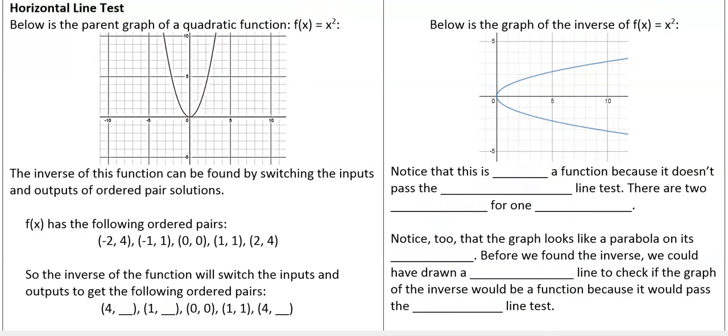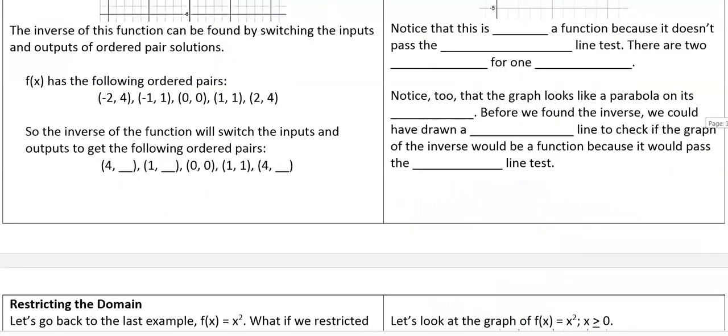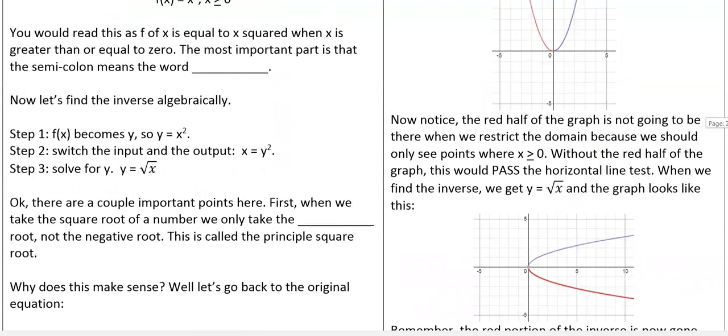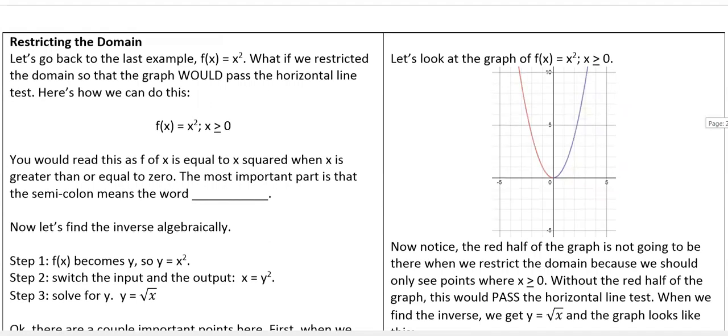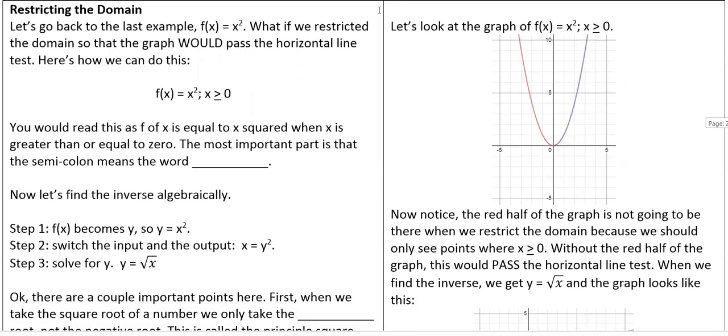The way that we're going to fix this situation where the inverse is not a function is we're going to use the principle of restricting the domain. Okay, so this is going to be kind of complicated, but once again, you can do it. Restricting the domain. Let's go back to the last example, f of x equals x squared. What if we restricted the domain so that the graph would pass the horizontal line test? Here's how we can do this.